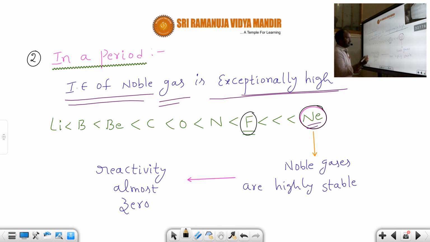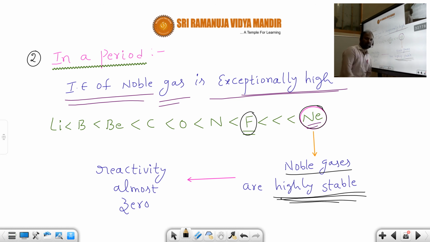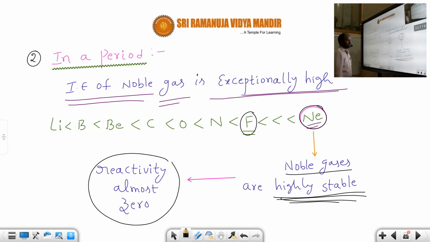Generally noble gases are highly stable, and that's why they are called noble gases. Which ones? Neon, argon, krypton, xenon, radon. Their reactivity is almost zero. When reactivity is less, stability is more, because stability and reactivity are inversely proportional to each other. Reactivity is more, stability is less; reactivity is less, stability is more.